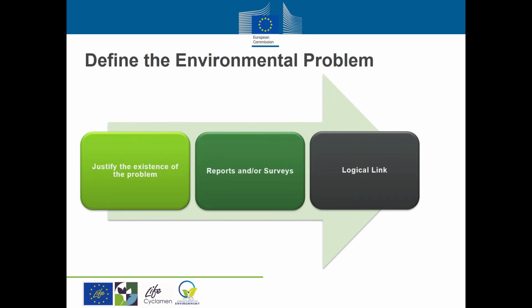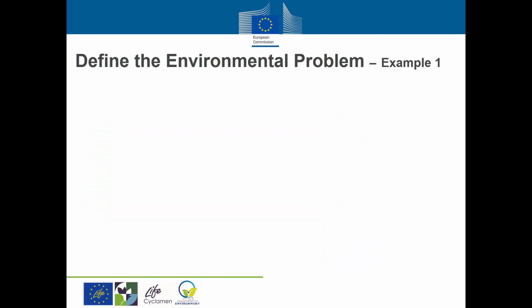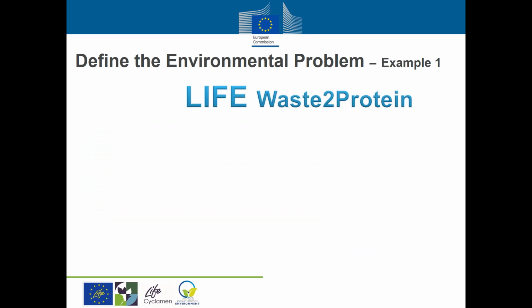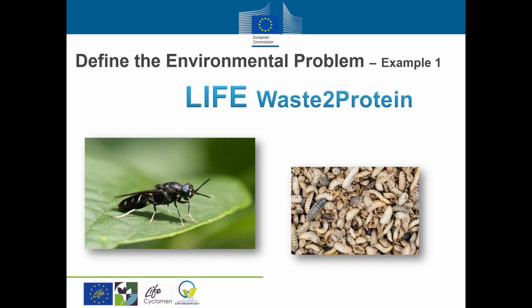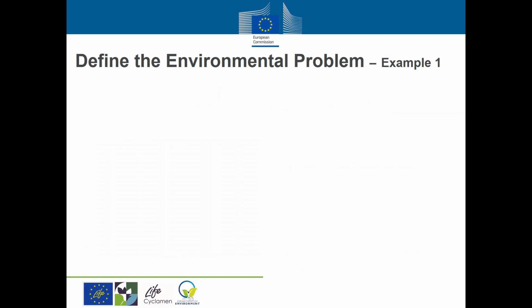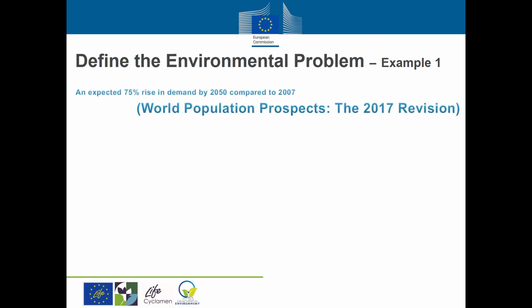Now let's see some examples on how you should define an environmental problem. Our first example comes from the German project Life Waste to Protein under the thematic priority of the environment and resource efficiency. The world's demand for animal protein is on the rise, as is population. Therefore, food needs are increasing. An expected 75% rise in demand by 2050 compared to 2007, data from World Population Prospects, the 2017 revision, will negatively impact the environment through deforestation for soy production and overfishing for aquaculture feeding.